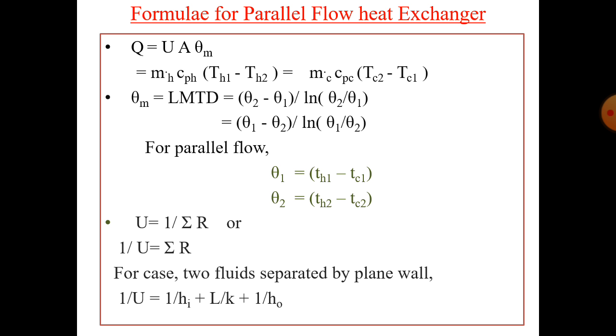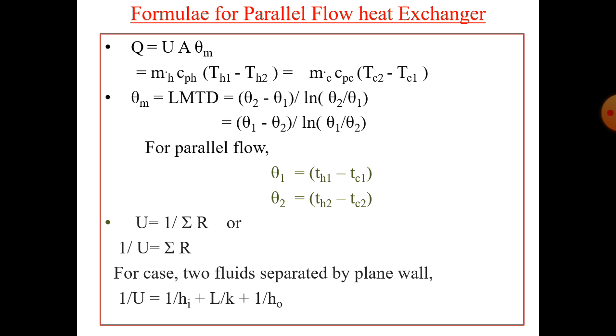Second formula, theta m, for which we derived the expression in the last session. The formula we have got is theta m is equal to theta 2 minus theta 1 upon ln, that is natural logarithm, of theta 2 upon theta 1. This can also be written as theta 1 minus theta 2 upon ln theta 1 upon theta 2.